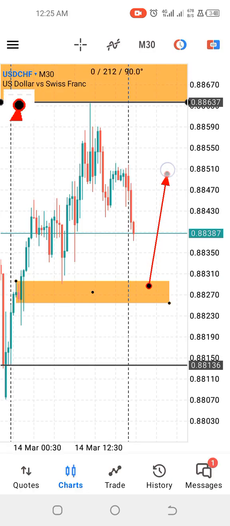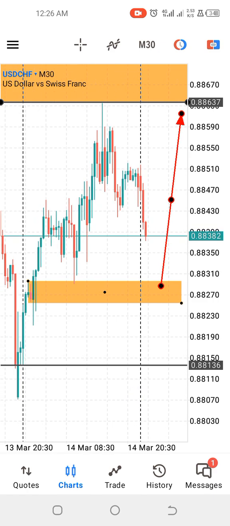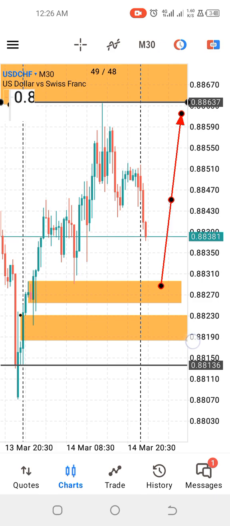Okay, because when price taps into this zone, I'll go to my 5 minutes time frame and wait for a bullish change of character. That's the first zone that I think price might tap to give us a bullish movement. So my next zone is this fair value gap right here.